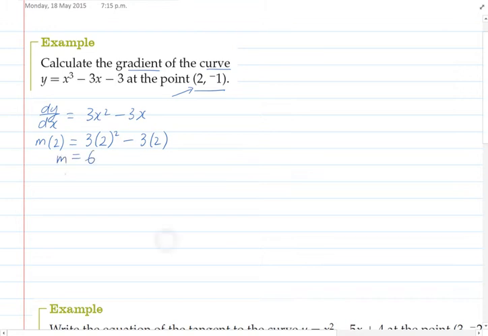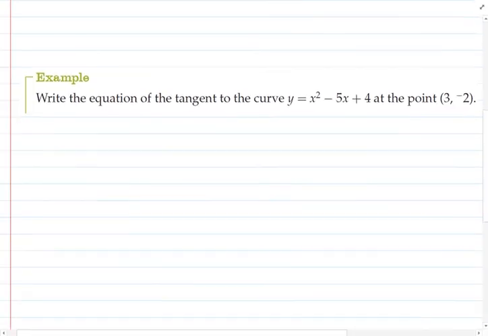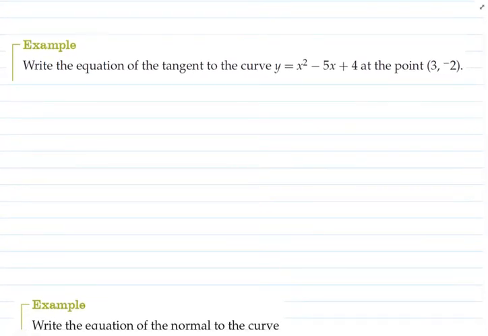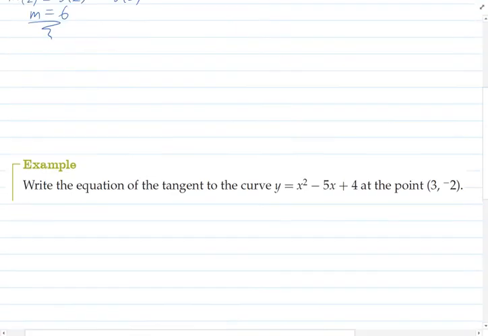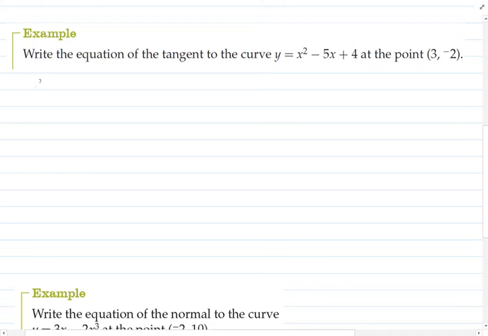That's our answer. Okay, so let's look at a slightly more complex question. This one here is asking us for the tangent. For the tangent, we need a gradient and a point. So we'll start with the gradient by differentiating. dy by dx will be 2x minus 5, and we'll substitute in the x value of 3 to get the gradient. So that's going to be 1.